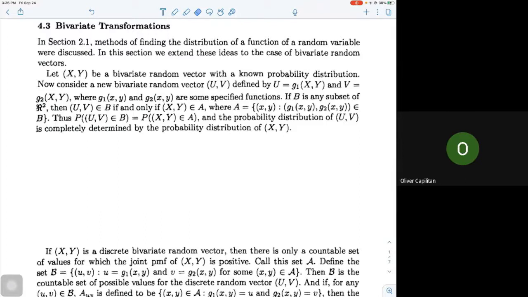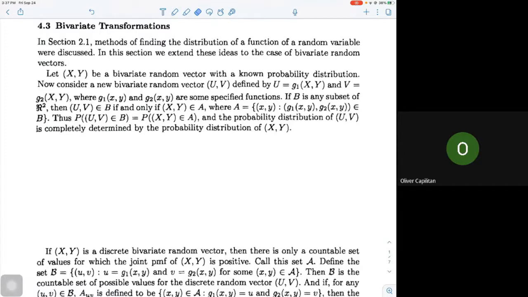Thus, the probability of this random vector UV being an element of B will just be equal to the probability that the random vector XY is an element of A. In other words, the probability distribution of this random vector with random variables UV is completely determined by the probability distribution of this random vector with random variables XY.